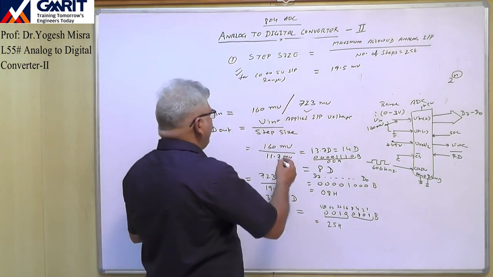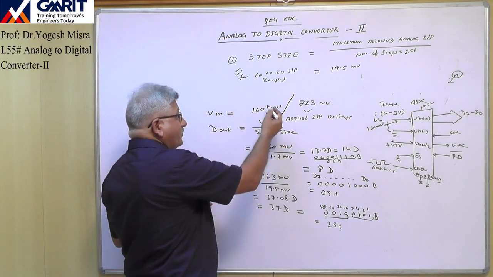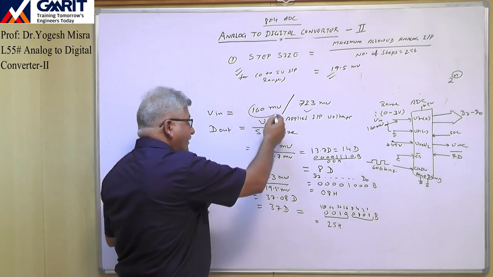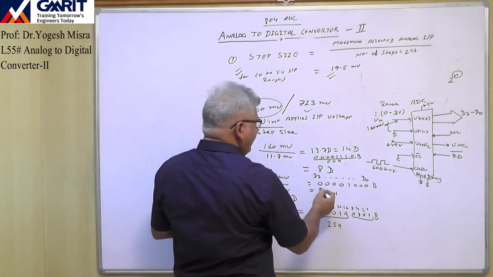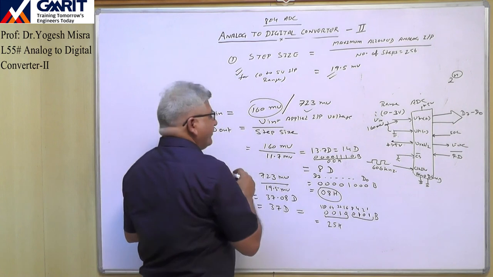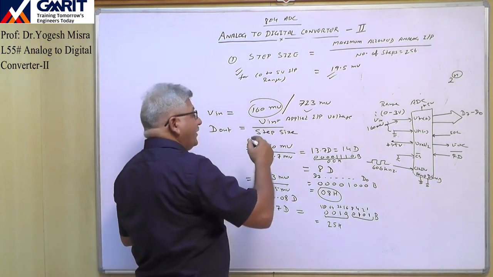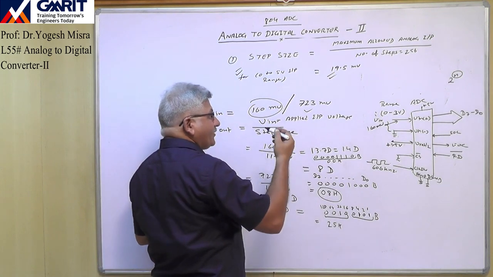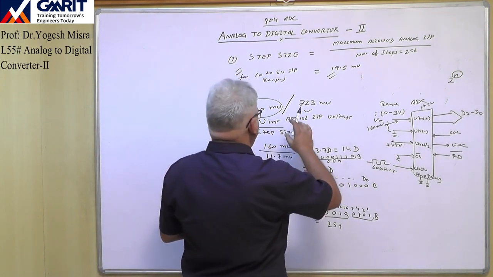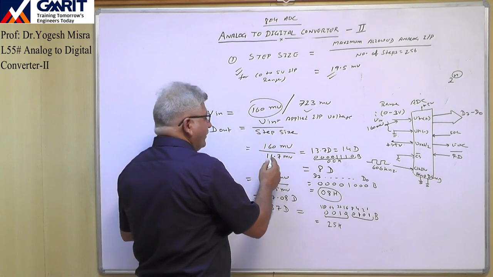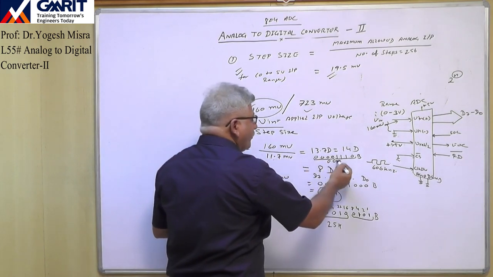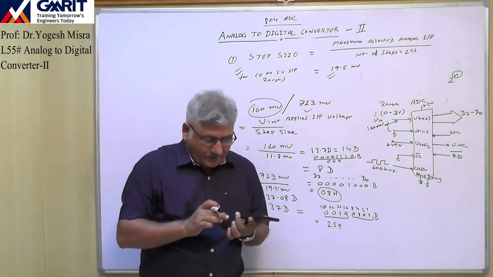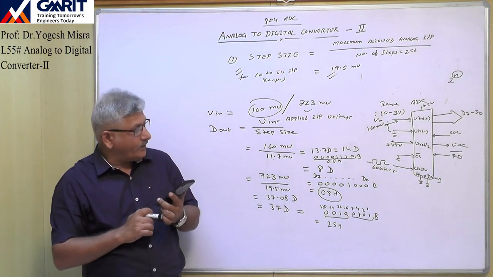So previously when the step size was 19.5 millivolt, with 160 millivolt we were getting 08H. But now, with reducing the step size to 11.7 millivolt, we are getting an output of 0EH. So in this way we can change the sensitivity of this ADC.